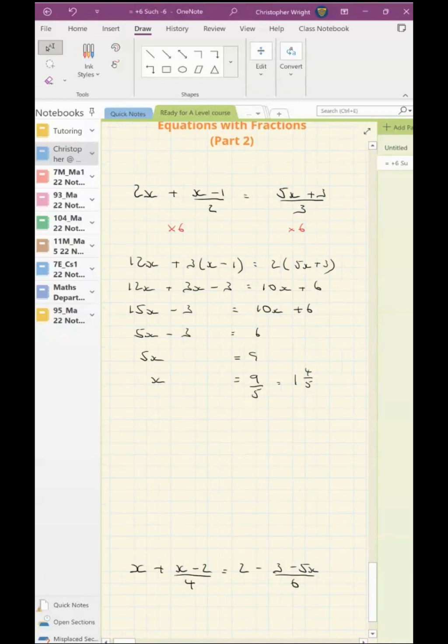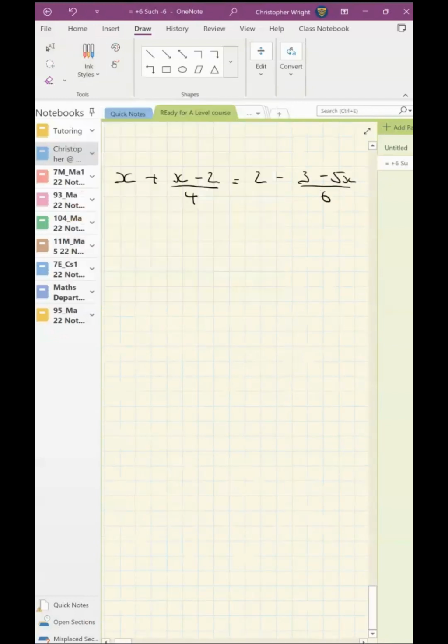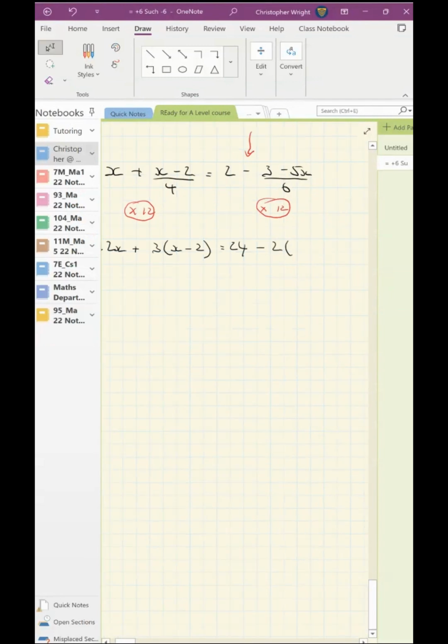Right, let's look at this second example now. And you'll remember that I made a point of pointing out this minus sign to you here. Let's see what difference that makes. Right. I've got denominators of 4 and 6. I could multiply by 24, but actually I'd much rather multiply by 12, the lowest common multiple. Keep things simple. Of course, I have to multiply the whole of that left-hand side by 12. Gives me 12x plus 3 lots of the top equals 24. Copy down this minus sign, and then I've got 2 lots of the top. 2 lots of 3 minus 5x.